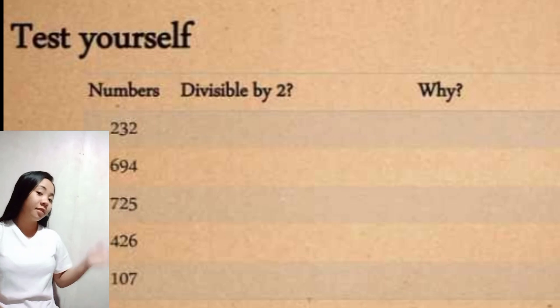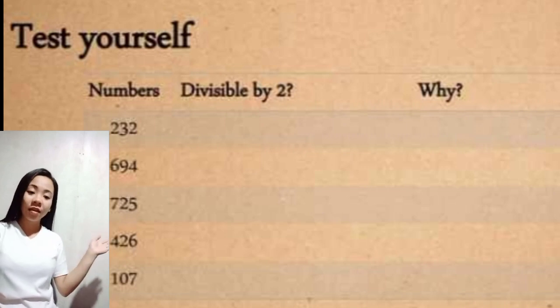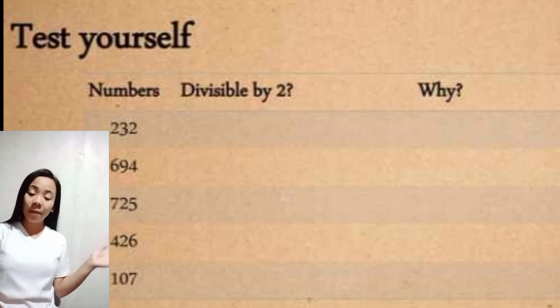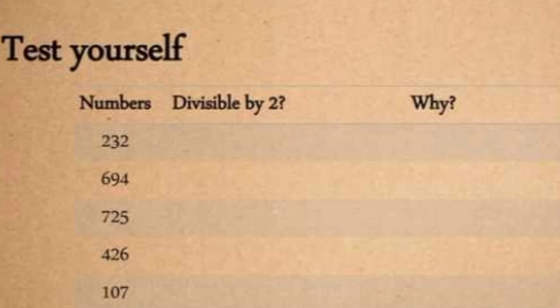Before we proceed to our final discussion, let's have a motivational activity first. It is entitled Test Yourself. There are three columns: number, divisible by 2, and why. There are 5 items. I will give you 5 minutes to answer this activity, and after that, let's check your paper. Kindly exchange it with your seatmate.